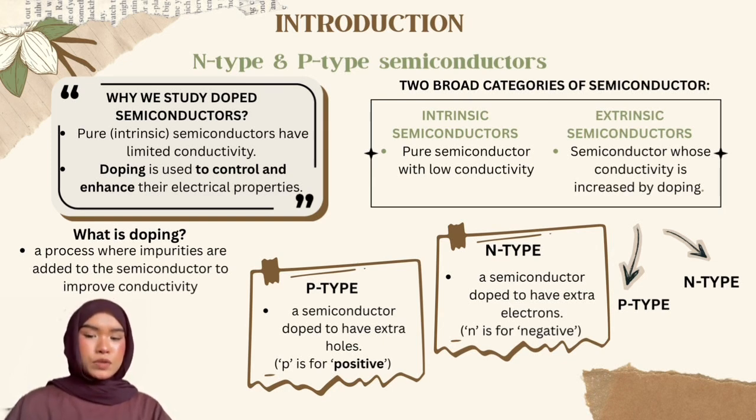So, how does doping change the material? It depends on what we add. This leads us to the 2 main types of extrinsic semiconductors, which are P-type and N-type. For P-type, the semiconductor is doped to create extra holes. Think of these holes as positive charge carriers. That's why we call it P-type. The P stands for positive, whilst for N-type, the material is doped to have extra electrons. Since electrons carry a negative charge, we call this N-type, where the N stands for negative.